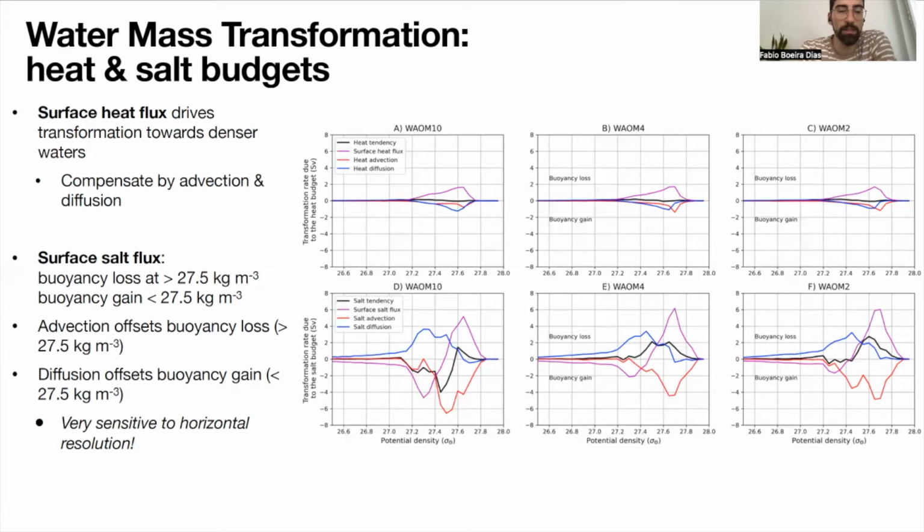But in contrast, the salt budget has quite a large contribution. Basically, the surface salt flux contributes to transform waters towards heavier density classes, and towards lighter densities at the lighter density classes. And the advection and diffusion partially offset this effect from the surface salt flux. But one thing that we observe here is that the black line, the net water mass transformation due to the salt budget, is quite sensitive to the horizontal resolution.